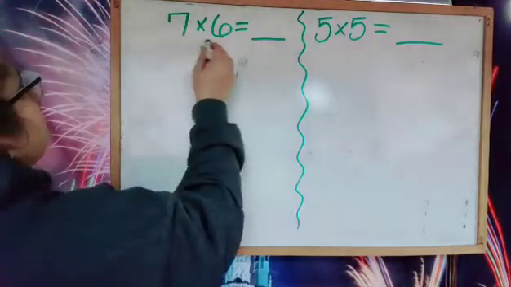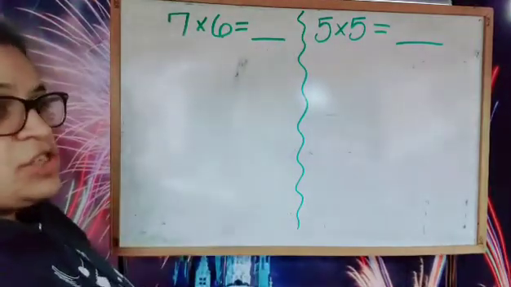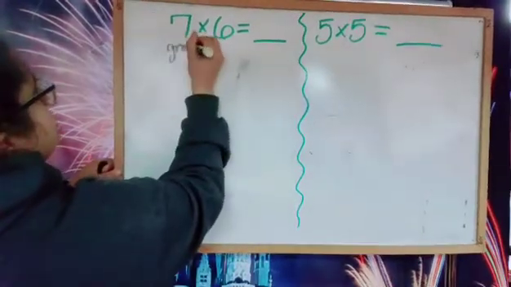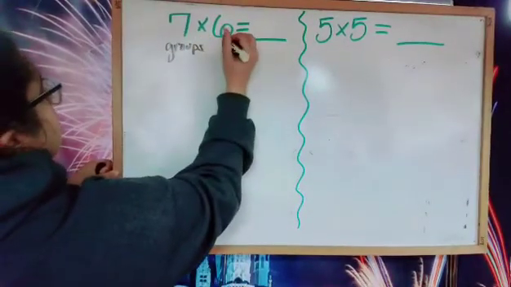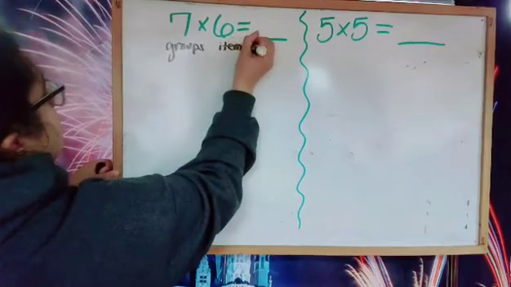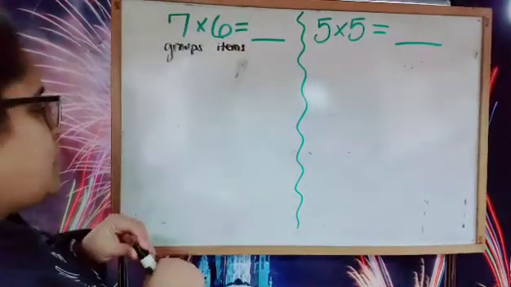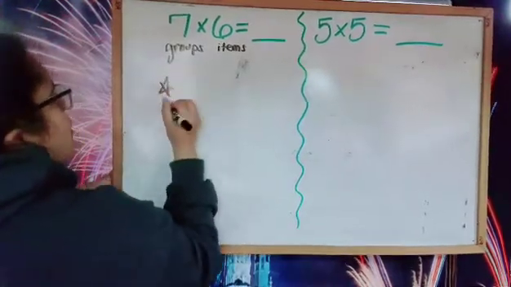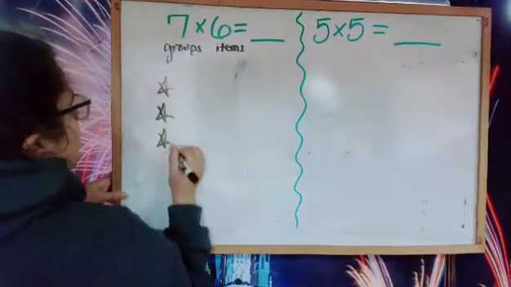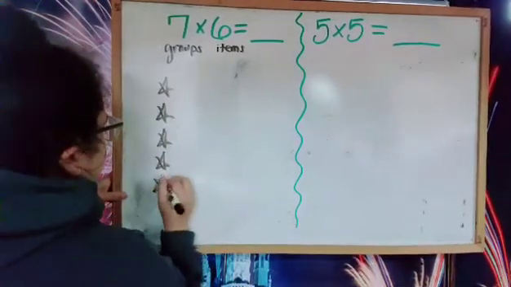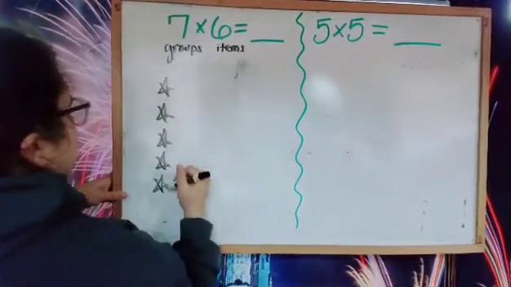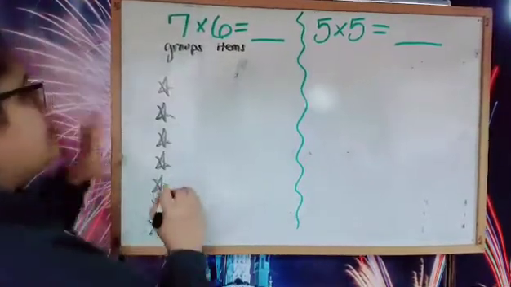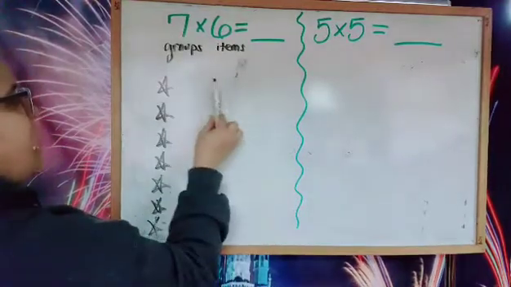We have 7 times 6 equals. And so I need to show 7 groups of 6 items. In this case, our items are stars. So I need 7 groups, so I'm going to go ahead and set up 7 rows right now. 1, 2, 3, 4, 5, 6, and 7. So I have 7 rows, and I need to put 6 items in each of them.